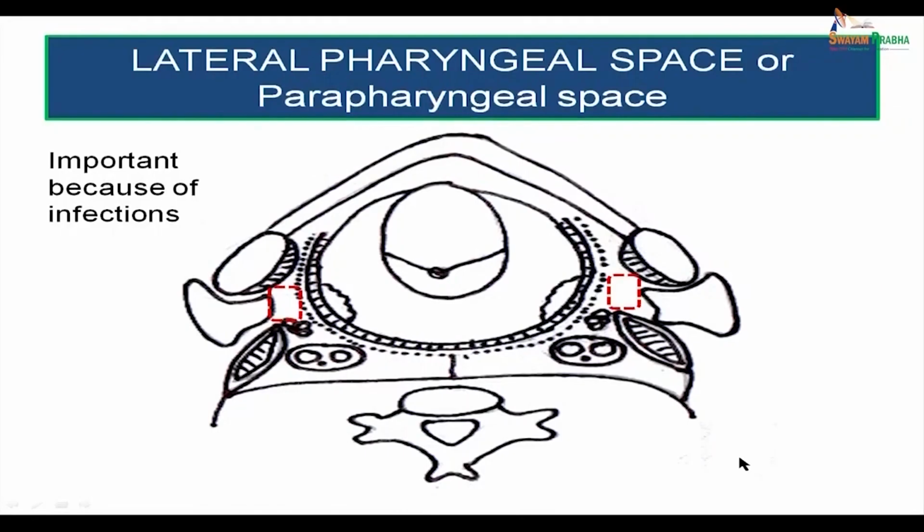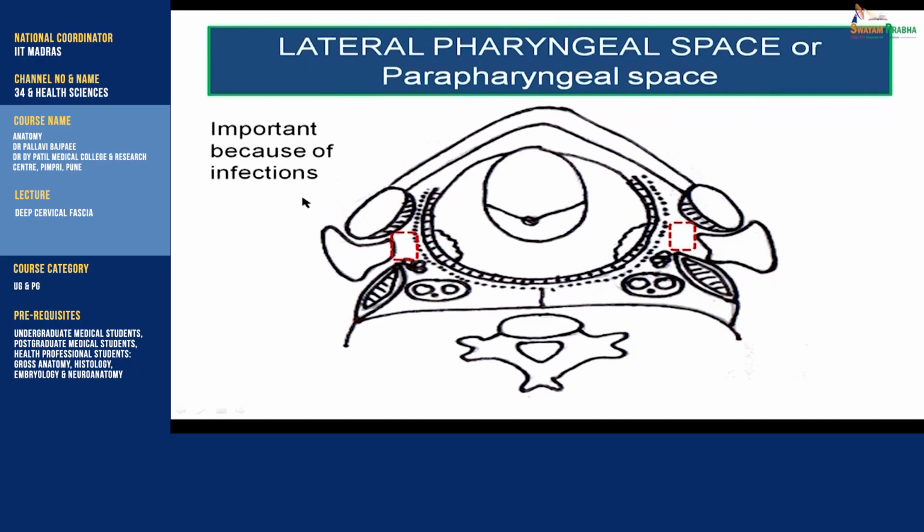Then we come to the next space, the lateral pharyngeal space. It is also called the parapharyngeal space. So, where does this space lie? It lies medial to the parotid gland and lateral to the buccopharyngeal fascia, but it is lying in front of the carotid sheath. So, very important, the carotid sheath is separating this lateral space from the retropharyngeal space. This space, the lateral pharyngeal space or the parapharyngeal space, is also important because of infections.